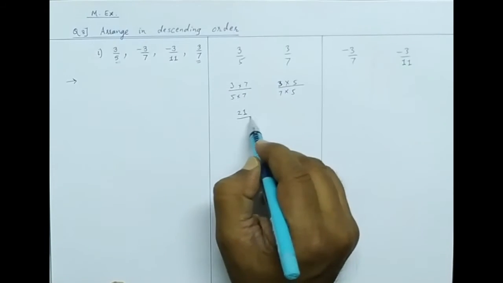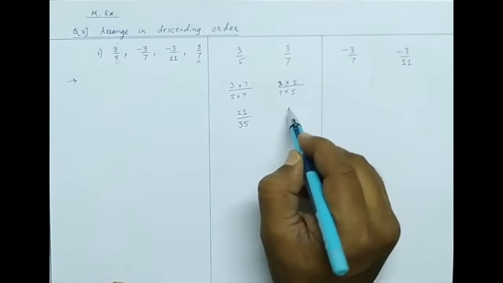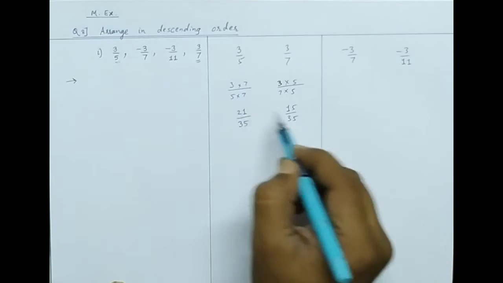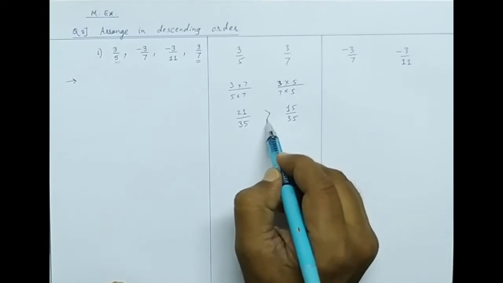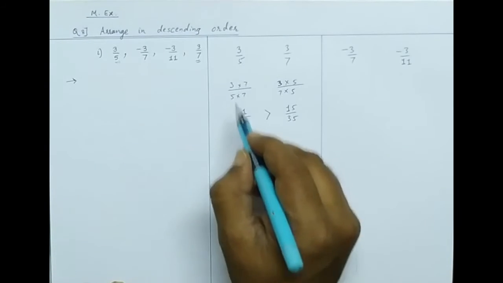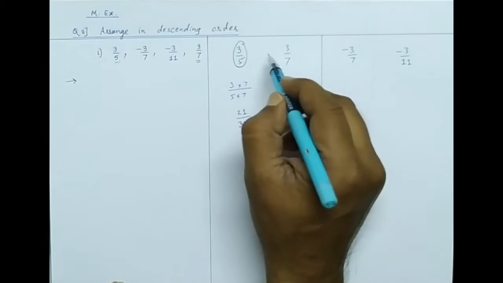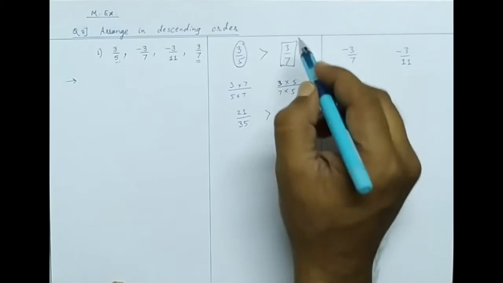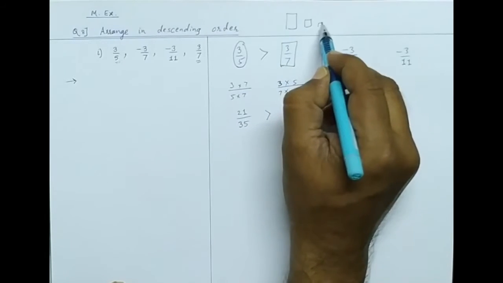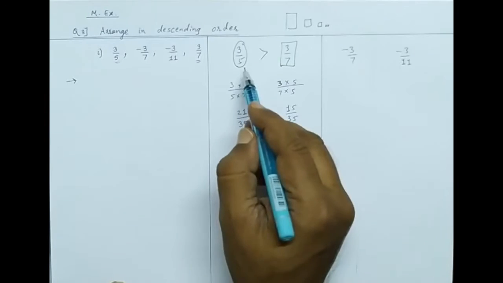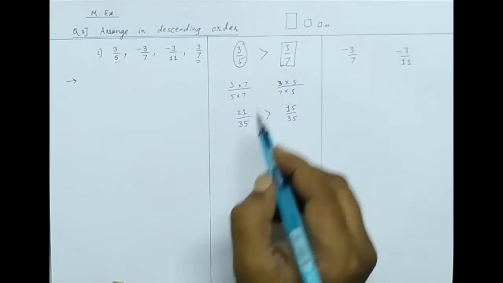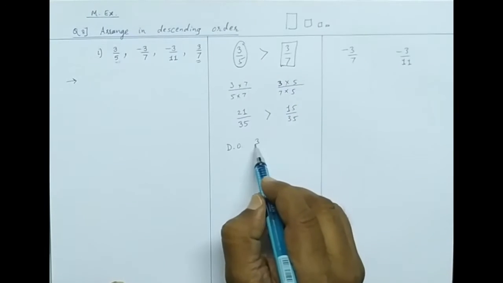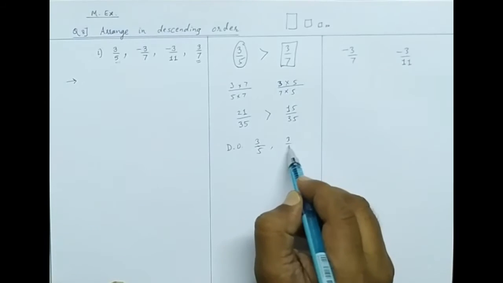So here what will come? 21 upon 35, 15 upon 35. Here clearly both are positive numbers, so 21 is greater than 15. Therefore this side number is greater than this side number. Now in descending order, first we'll write the greater number, then smaller, then smaller, then the smallest number. So here automatically this is greater, this is smaller. So when we write these two numbers in descending order, 3 by 5, then afterwards comes 3 by 7.